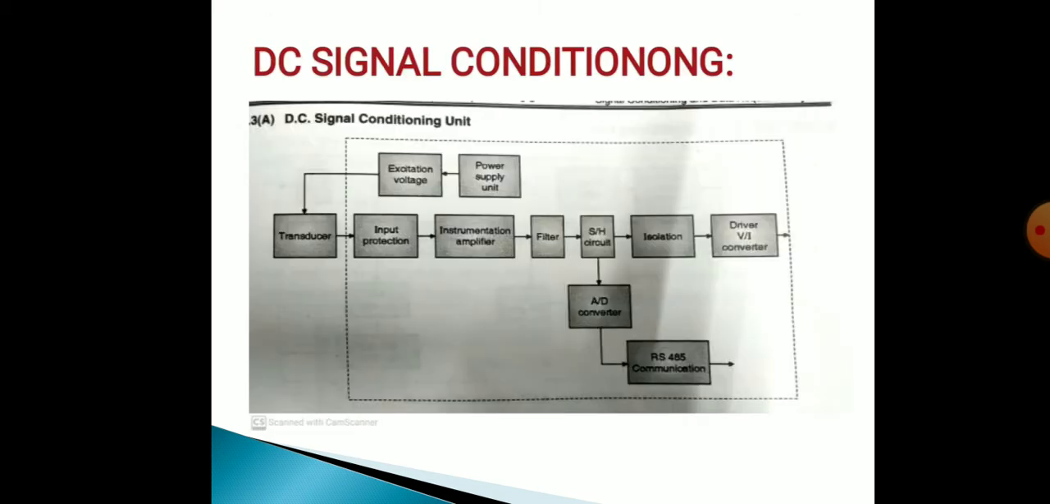DC signal conditioning unit. The DC signal conditioning unit contains a transducer, input protection system, instrumentation amplifier, filter, sample and hold circuit, isolation, driver, V2I converter, A to D converter, that is analog to digital converter, RS485 communication system, excitation voltage and power supply unit. Let's see one by one. The DC signal conditioning unit receives the input signal from the transducer.